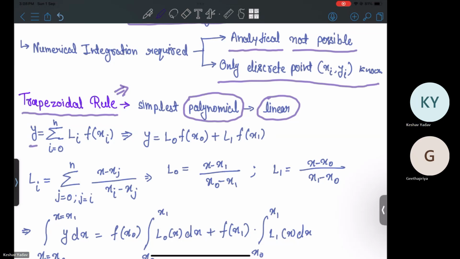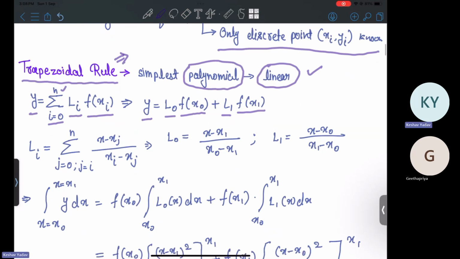So if I write y as the Lagrange interpolating polynomial, that will be equal to the sum for i from 0 to n, meaning we have points starting from 0 to n, n plus 1 points, represented as Li times f at xi. Which means for the linear case, we can write y equal to L0 f at x0 plus L1 f at x1.